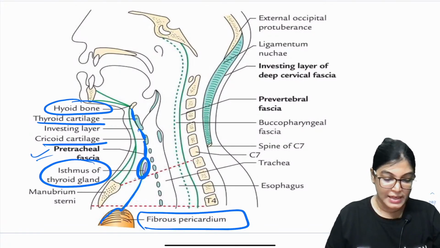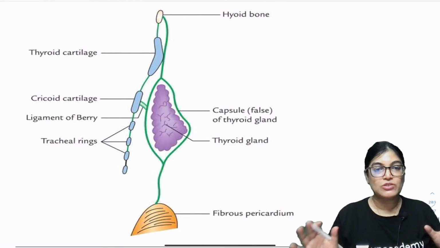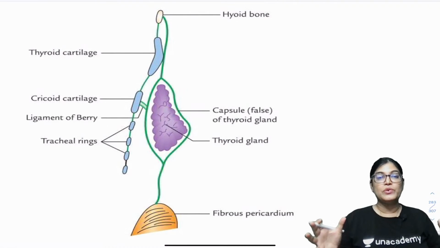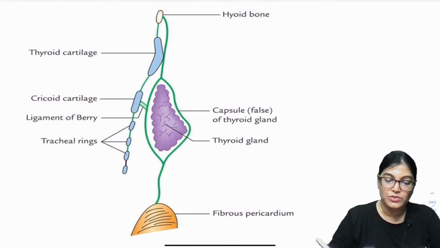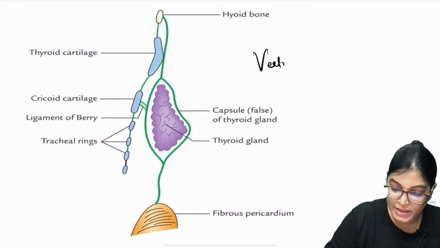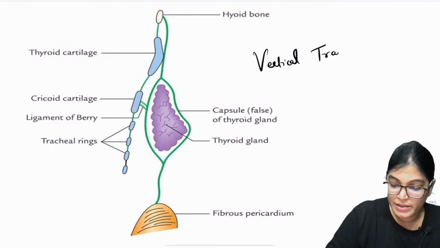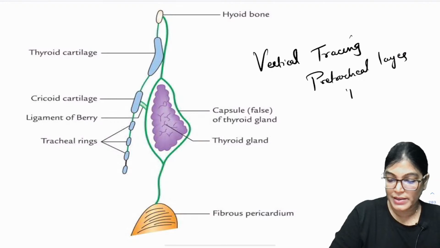So, write down this detail. All of you, please write down this detail. Okay, now let me just show you another view which is a very schematic diagram to make you understand. So, here also we can appreciate vertical tracing of pre-tracheal layer of deep cervical fascia. Of which layer? Of deep cervical fascia.